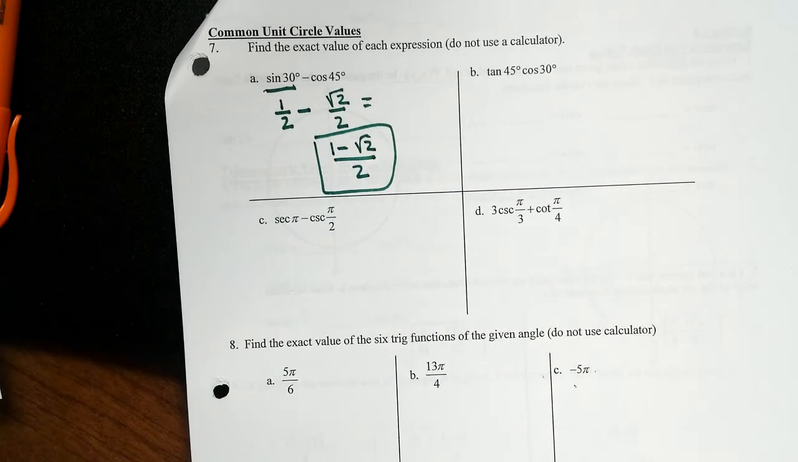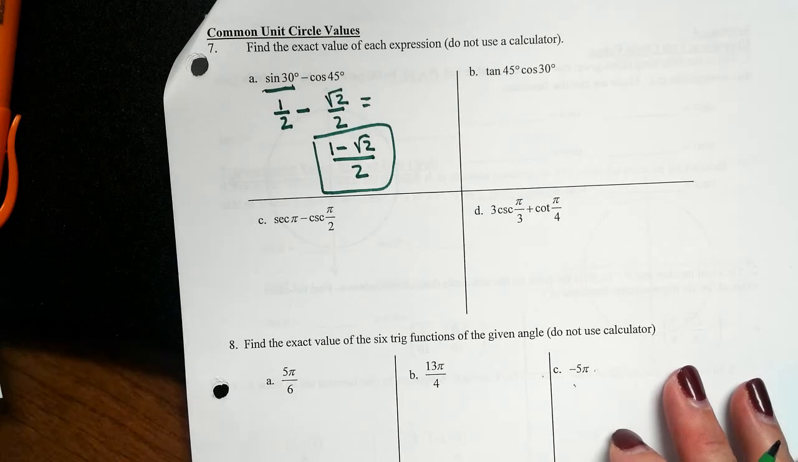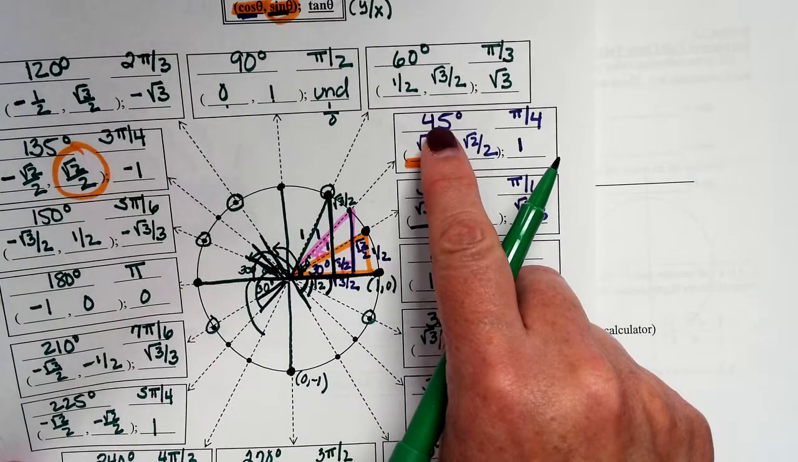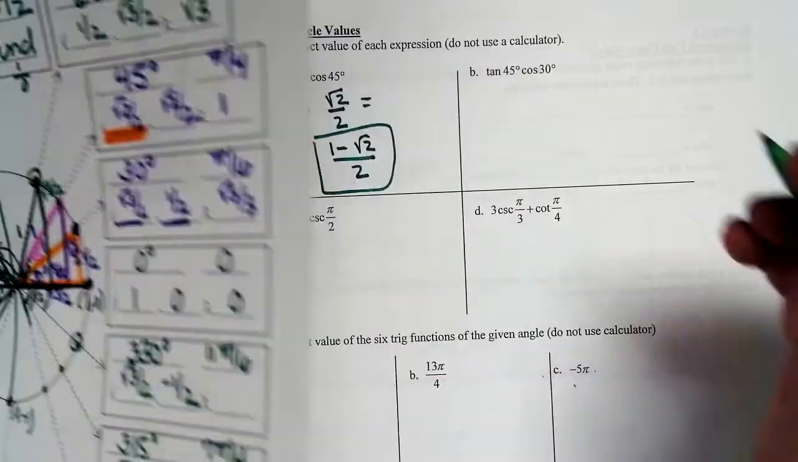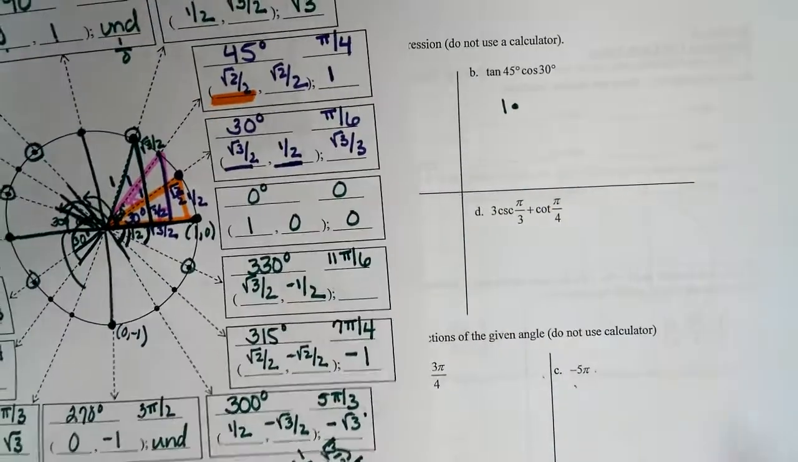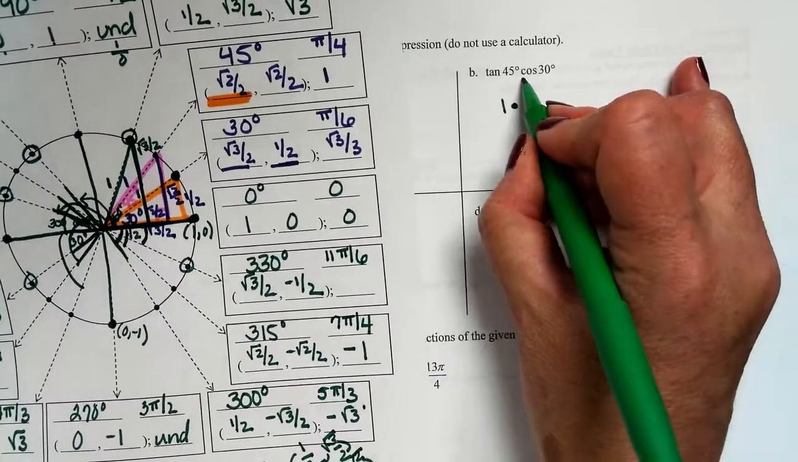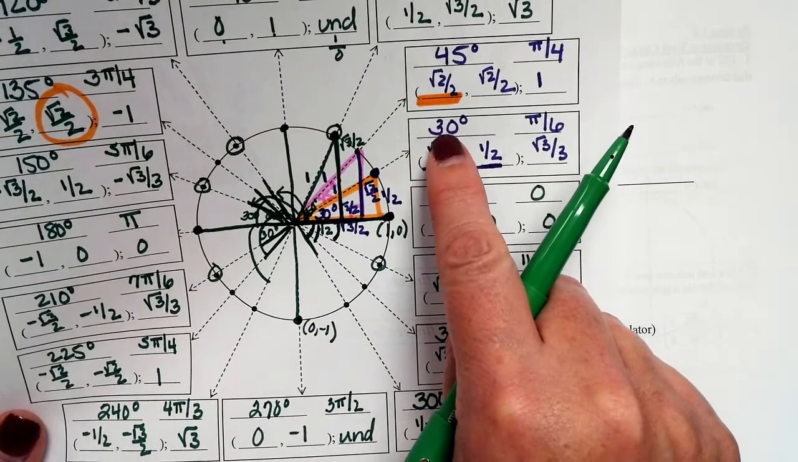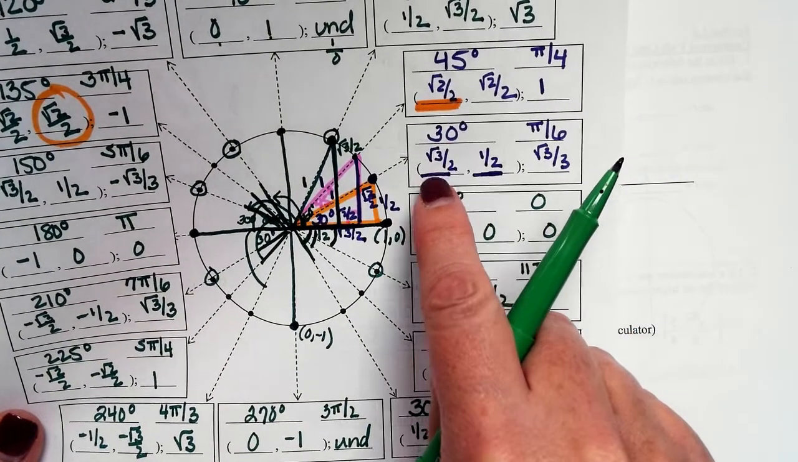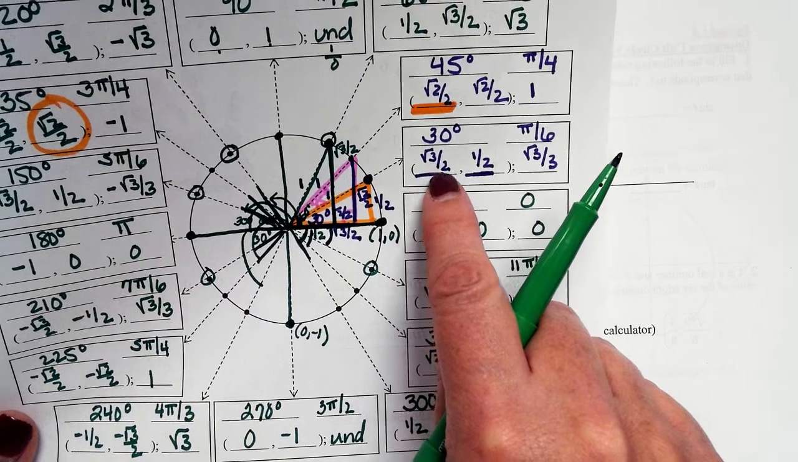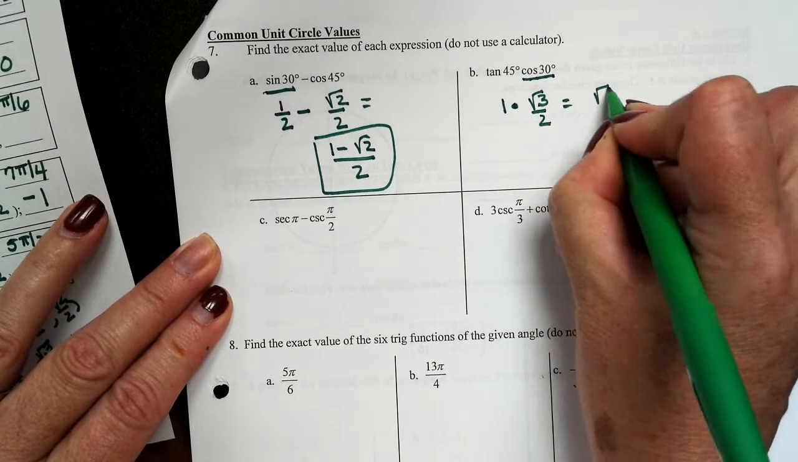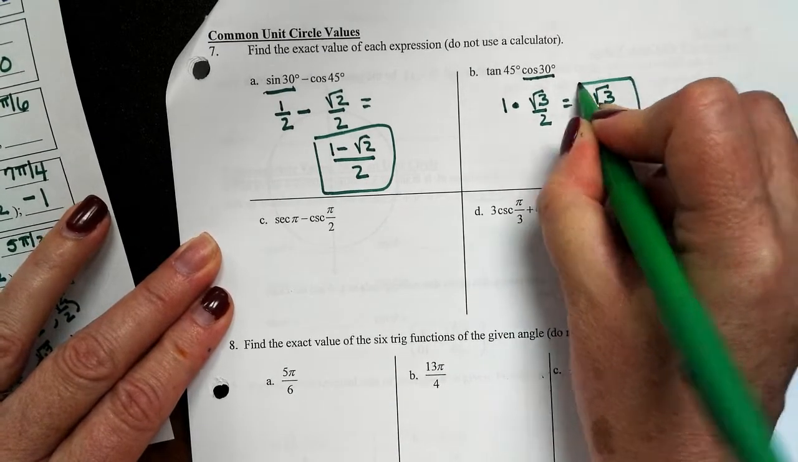So you're pulling the values off the unit circle, and you're substituting and performing the operation. So now tangent of 45 degrees. So go to 45 degrees. The tangent I found at 45 degrees is 1. Times. Now go to your unit circle, find 30 degrees. So here's 30 degrees on my unit circle. I want the cosine of 30 degrees, which has to be my x-coordinate. So the cosine of 30 degrees is square root 3 over 2. So 1 times square root 3 over 2 is square root 3 over 2.